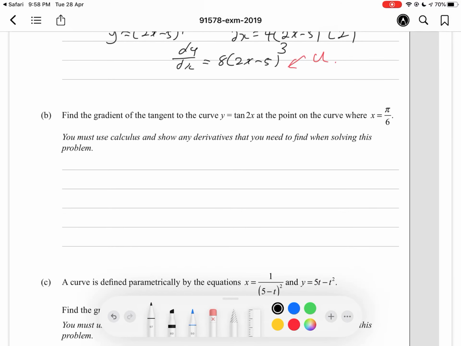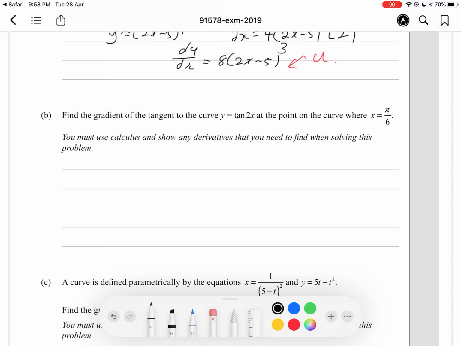Question B. Find the gradient of the tangent of the curve y equals tan 2x at the point on the curve where x equals pi over 6. Alright, so once again, for the gradient of the tangent we need to differentiate. If you look at your formula sheet, you can see that tan x differentiates to sec squared x. If I'm not mistaken, let me just double check that real quick.